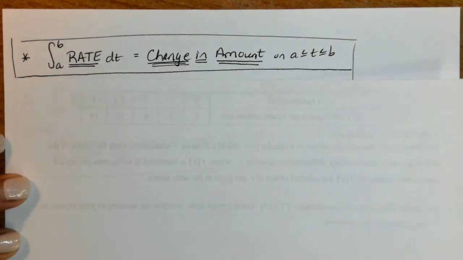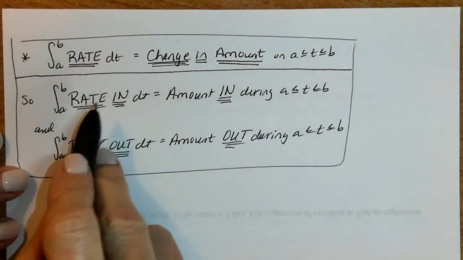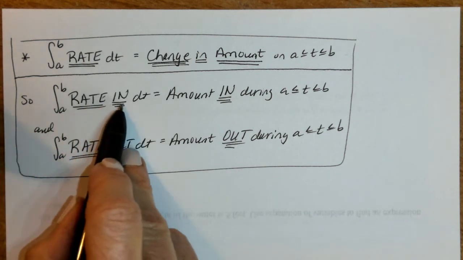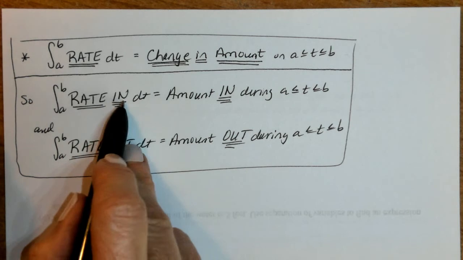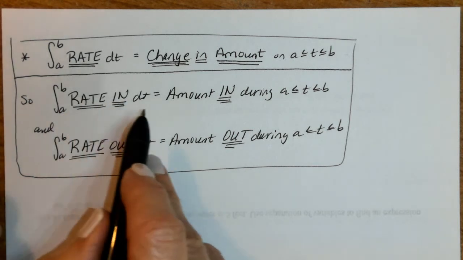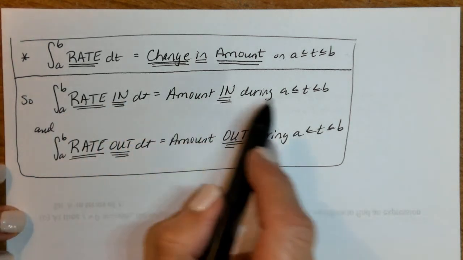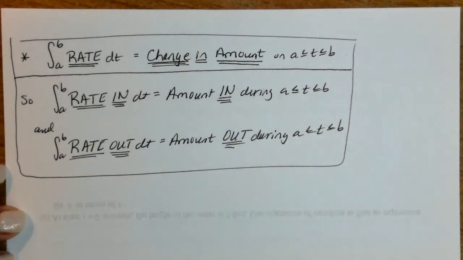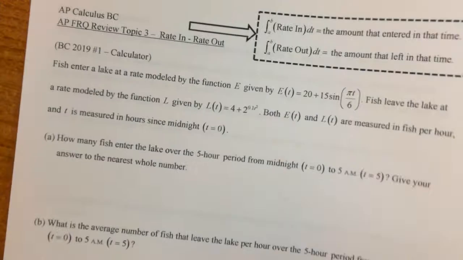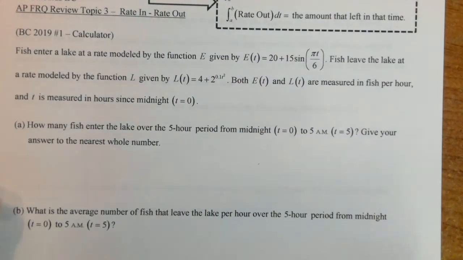If we know that is true, then if the rate is of something entering or coming in some way, a rate in, the integral of rate in will be the amount that came in during that time interval. Rate out would be the amount that went out during that time interval. If you can remember that, these problems tend to just fall right into place. So with that in mind, let's take a look at the problem from 2019.